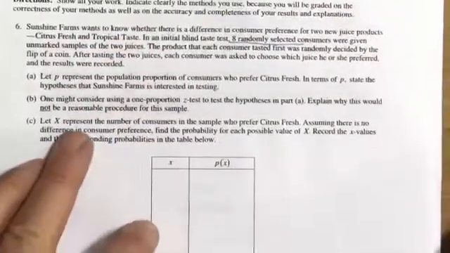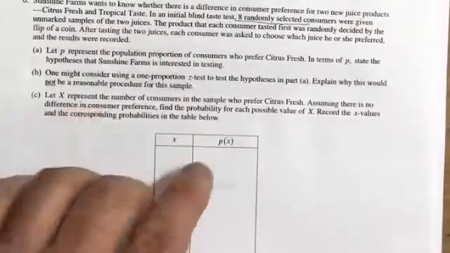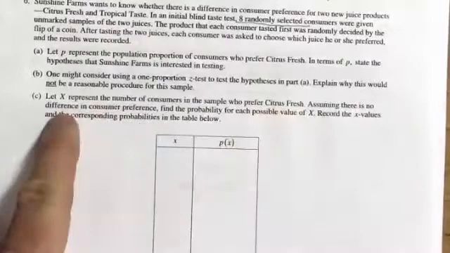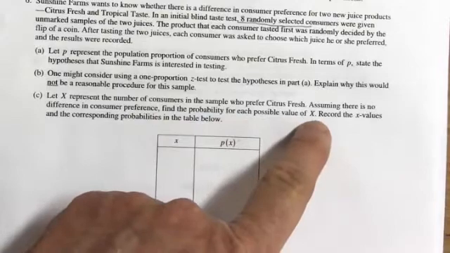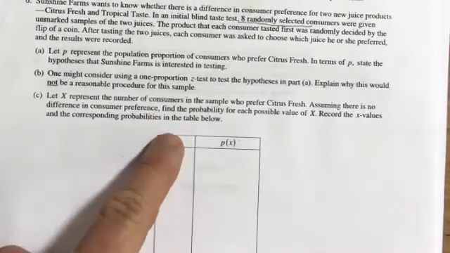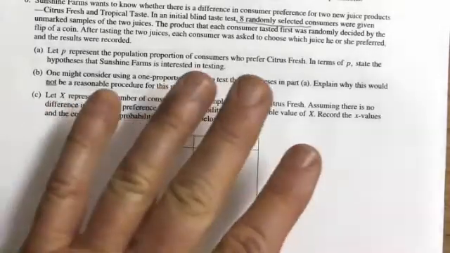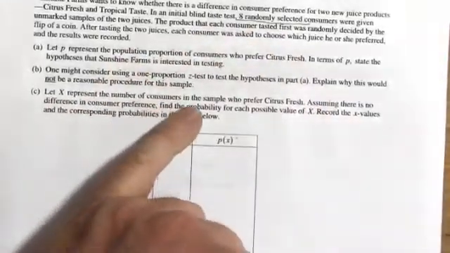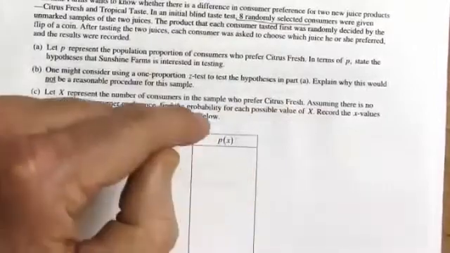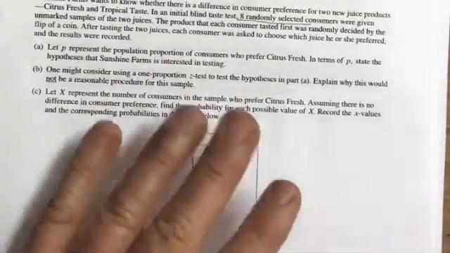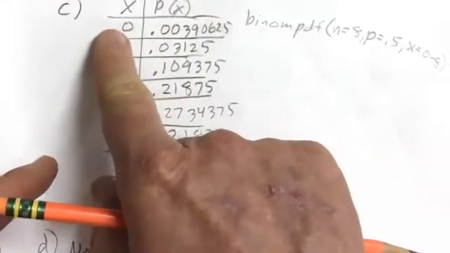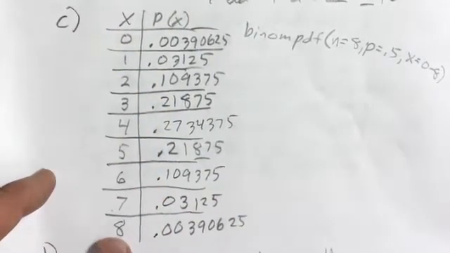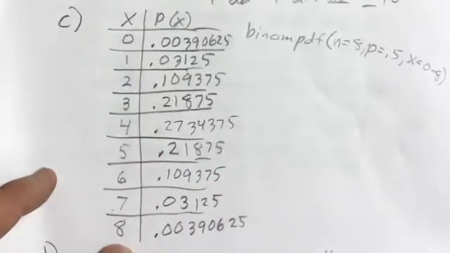Okay, part C. Let X represent the number of customers in the sample who prefer citrus fresh. Assuming there's no difference in the consumer preference, find the probability for each possible value of X. Record the X values and the corresponding probabilities in the table. All right, so when you talk to 8 people, the number who prefer citrus fresh could be any number from 0 to 8. Okay, and we're going to assume there's no difference. In other words, we're going to assume the probability they like citrus fresh is 0.5. And so here is all the possible numbers that could like citrus fresh, 0 through 8.